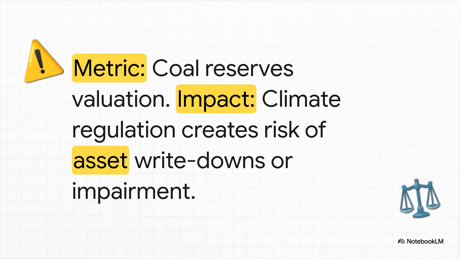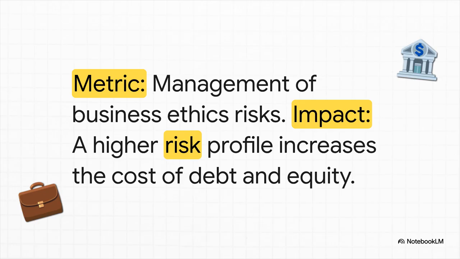What about assets? Picture a coal company. As climate regulations get tighter and tighter, the value of their coal reserves, which is a huge asset on their balance sheet, could just plummet. This creates a massive risk of what's called asset impairment, or stranded assets, and that directly threatens the company's entire value.